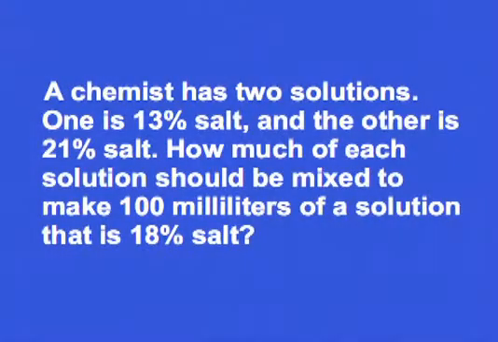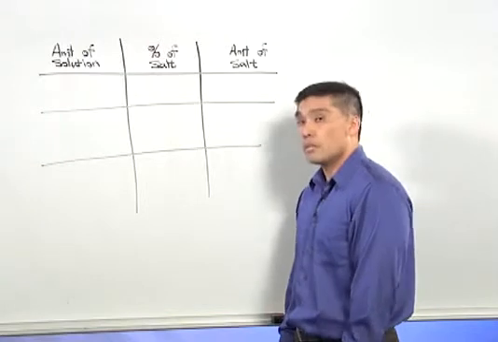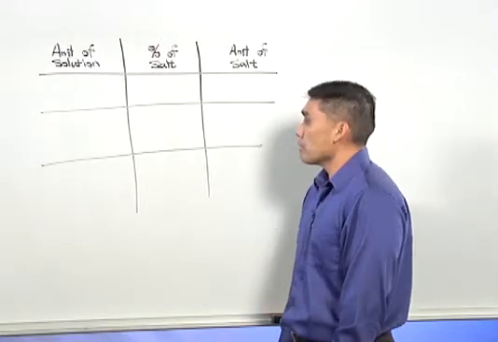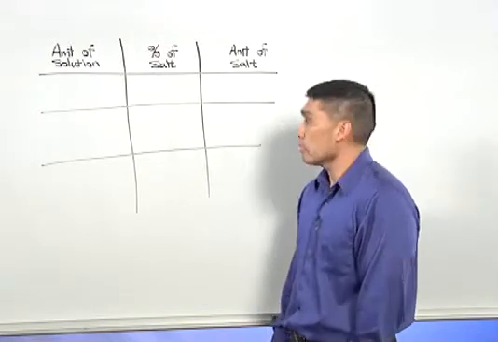A chemist has two solutions. One is 13% salt and the other is 21% salt. How much of each solution should be mixed to make 100 milliliters of a solution that is 18% salt? I constructed a table to handle mixture problems so that we can organize our information.